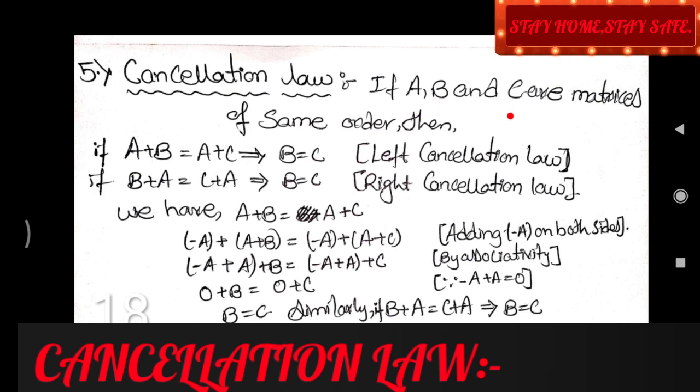Cancellation law says that if A, B and C are matrices of the same order, here we should have three matrices A, B and C of the same order, then if A plus B is equal to A plus C, mind you, if A is added to B and A is added to C, then B is equal to C. If the sums A plus B and A plus C are equal, then we can say that B is equal to C. And the same applies in an opposite manner: if B plus A is equal to C plus A, then again B is equal to C. This we call the left cancellation law, and this one the right cancellation law.